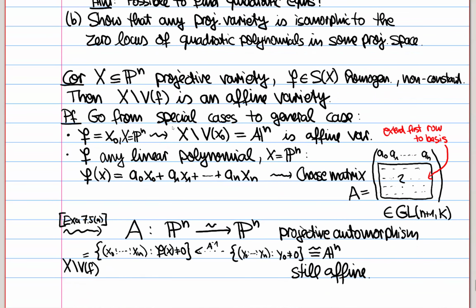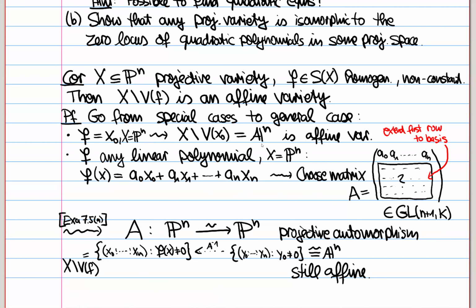And the proof proceeds by going first from special cases to the general case. The first one is what we already know: if f is the polynomial x0 and X is all of the projective space Pn, then if we remove this hyperplane at infinity, you get An, which is an affine variety. So that's done.